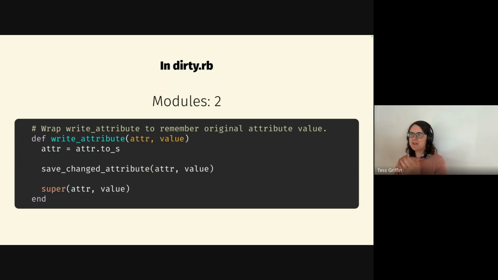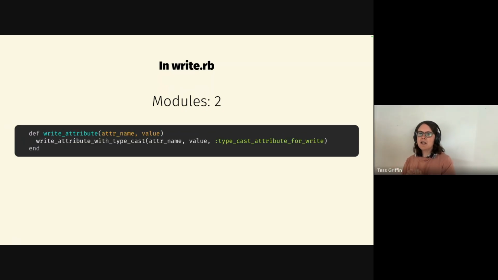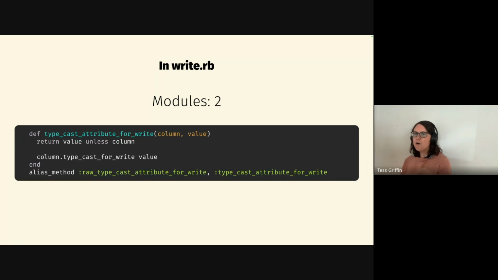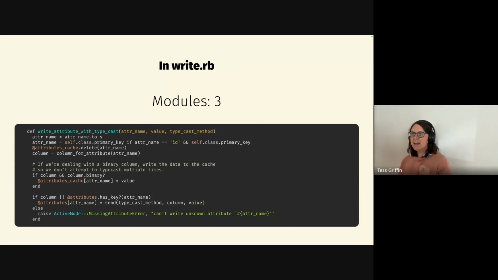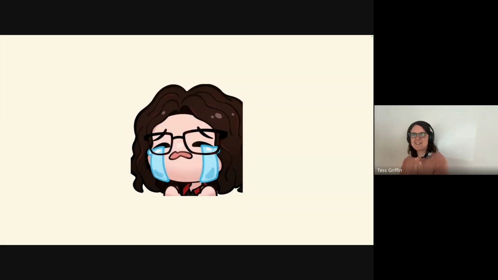So we have write attribute again. It casts the attribute to string, and then it saves it, and then it calls super. Neat. Okay, back to write RB module. So we have to resolve typecast attribute for write, its definition. Oh wait, hang on. This method also gets overridden in a different module, serialization, a third module. Okay, we resolve this, call super, back to write RB, and I'm just already like this.